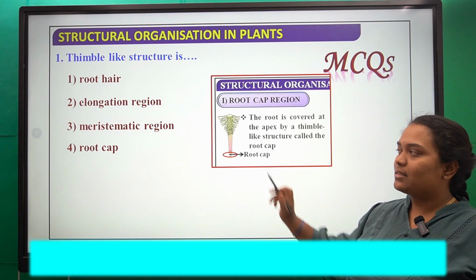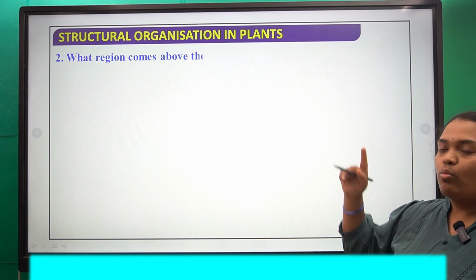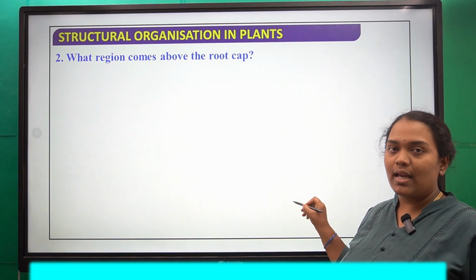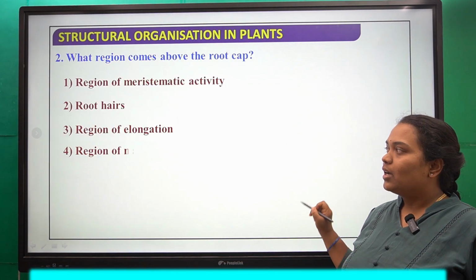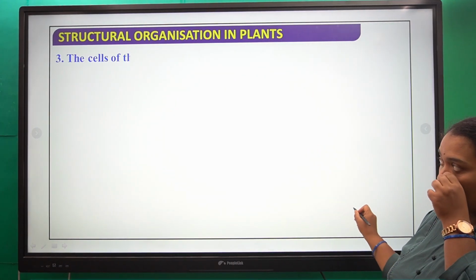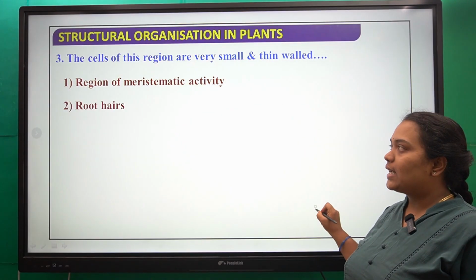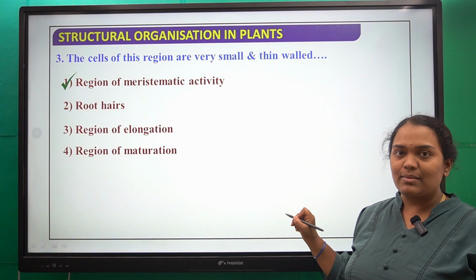Let's do some MCQs on this topic. The thimble-like structure is the root cap, as we all know. So the base is the root cap. Next, what region comes above the root cap? The meristematic zone. So what is the answer? Region of meristematic activity. The cells of this region are very small and thin walled. Again, the answer would be region of meristematic activity.